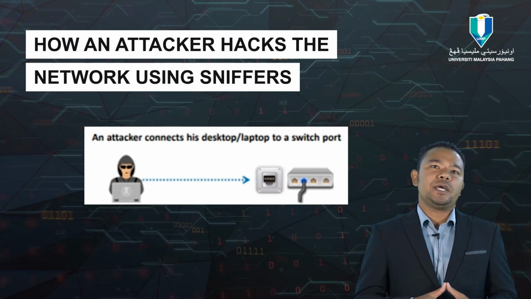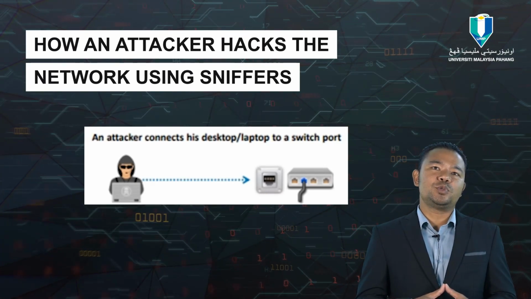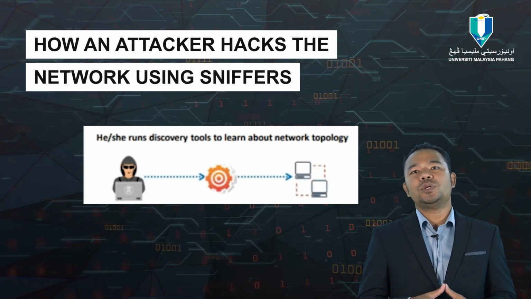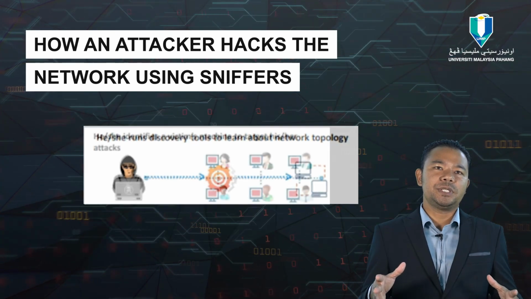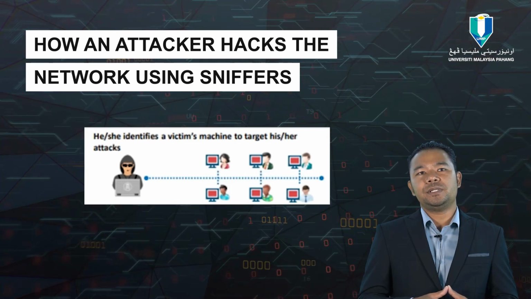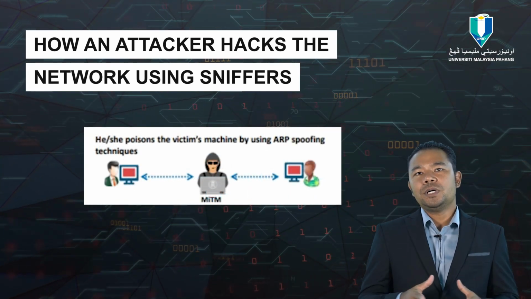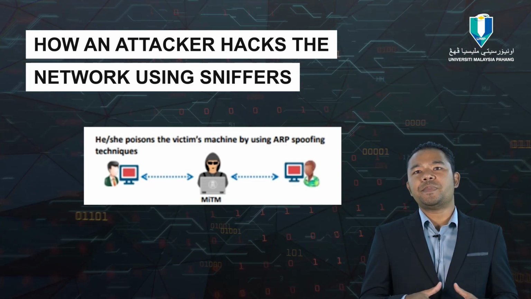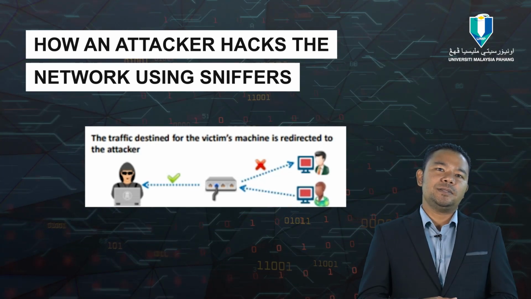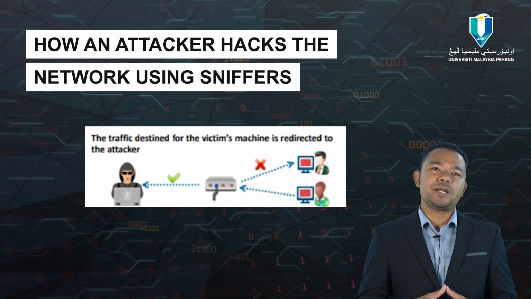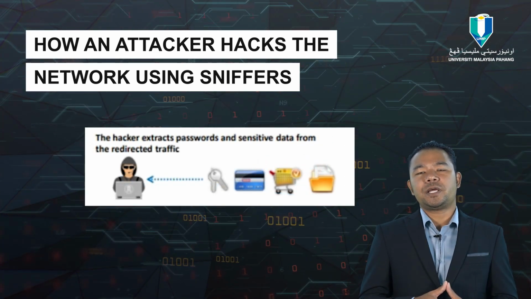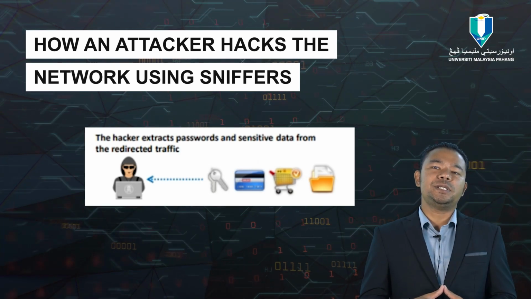How does an attacker hack the network using a sniffer? First, an attacker connects his desktop or laptop to a switch port. Number 2, he or she runs discovery to learn about the network topology. Number 3, he or she identifies a victim machine to target the attack. Number 4, he or she poisons the victim machine by using the ARP spoofing technique. Number 5, the traffic destined for the victim machine is redirected to the attacker. And lastly, number 6, the hacker extracts passwords and sensitive data from the redirected traffic.